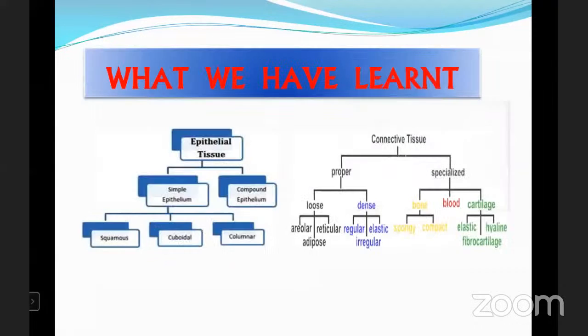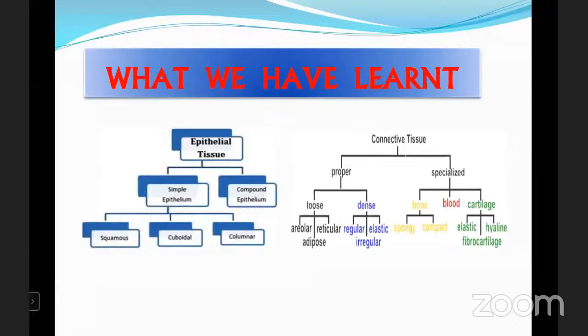Now go for what we have learned. Today we have discussed epithelial tissue, simple and compound, and simple squamous, cuboidal, and columnar. Coming to the connective tissue, proper, and here this is the bone and blood. When we come to loose connective and dense connective, in case of loose: areolar, adipose, and reticular tissues. So we come to conclude.